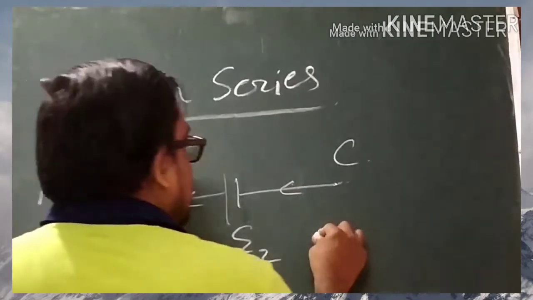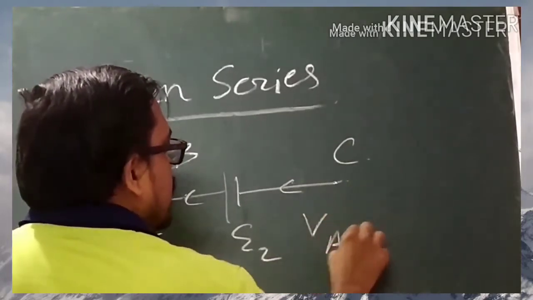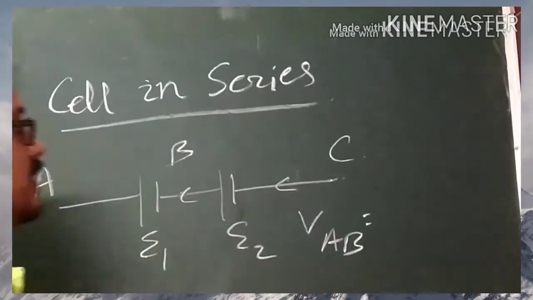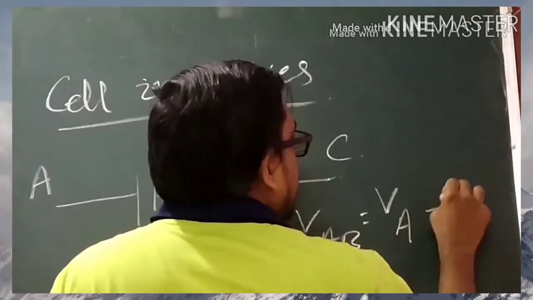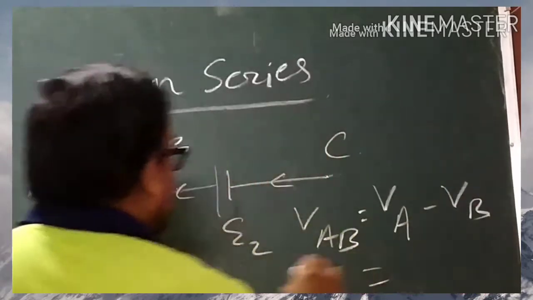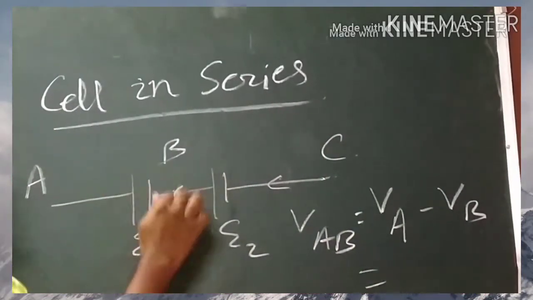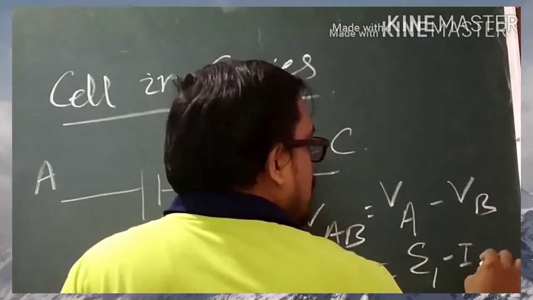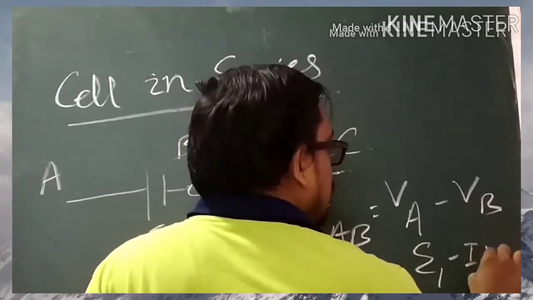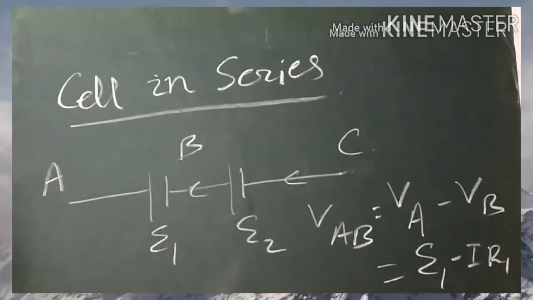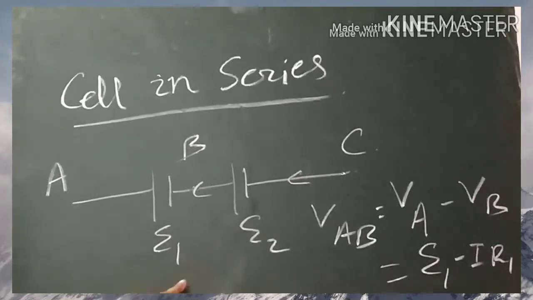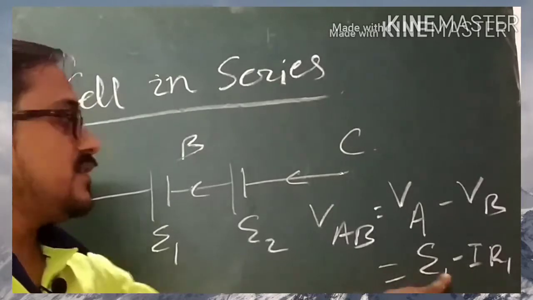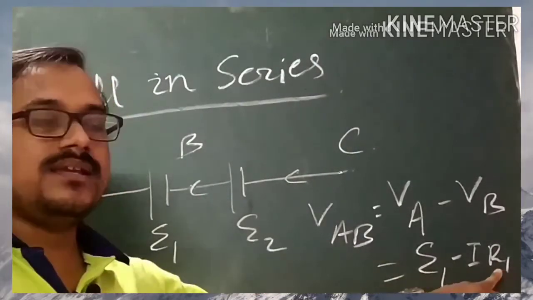First, VAB represents the potential across the A and B terminals, which is VA minus VB. As there is an electromotive force E1 over here, this is E1 minus IR1. As we know from the formula, the potential V is equal to E minus IR. So here VAB will be equal to E1 minus IR1.